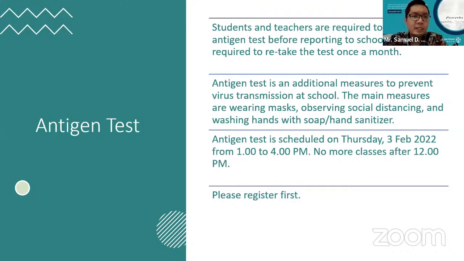You can take the antigen test at school as scheduled here, or you can take the antigen test at a clinic or laboratory on your own. Make sure it's D-1. Okay, if you are going to take it somewhere else. And make sure if you want to do the antigen test at school, you register first. There is also a Google form attached to the letter to parents.